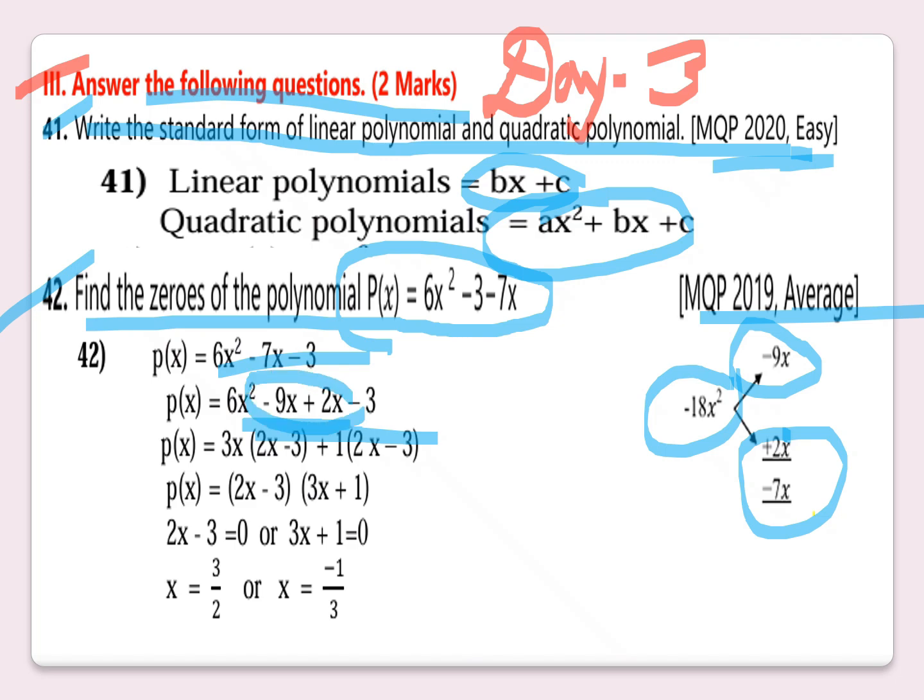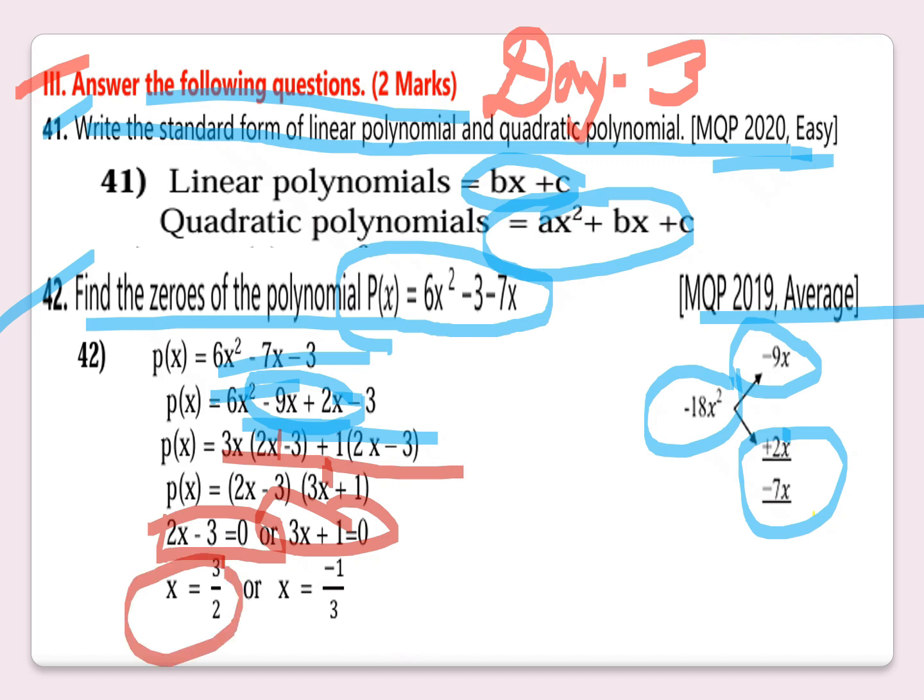Again, you can split these 4 terms separately, these 2 and these 2. Then you can write 3x into 2x minus 3 plus 1 into 2x minus 3. You can group 2x minus 3 and 3x plus 1. So if you solve, 2x minus 3 is equal to 0, 3x plus 1 is equal to 0. Therefore, x is equal to plus 3 by 2 or x is equal to minus 1 by 3. So these are the 2 zeros of the polynomial by using prime factorization.